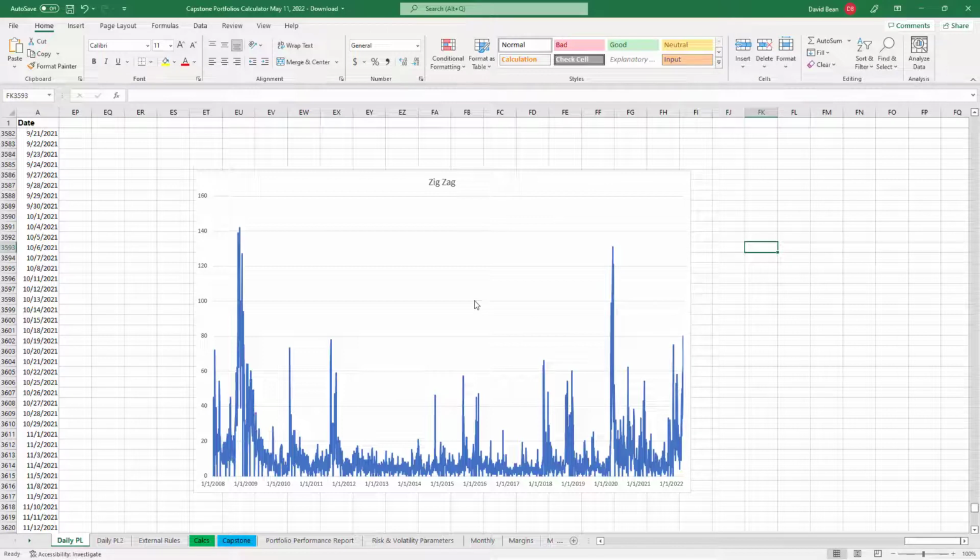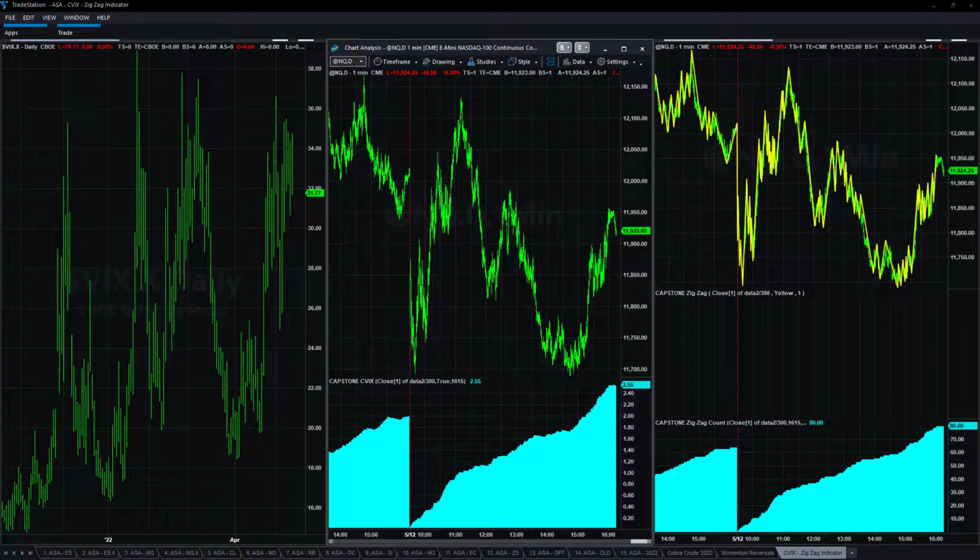And so let's also look at the CVIX indicator. The CVIX indicator simply takes the number of zigzags and divides it by the VIX. 2.55 is the highest level. 2.51 was the last time it was above 2.5, and that was on January the 24th with a massive reversal. So we also have a VIX divergence.